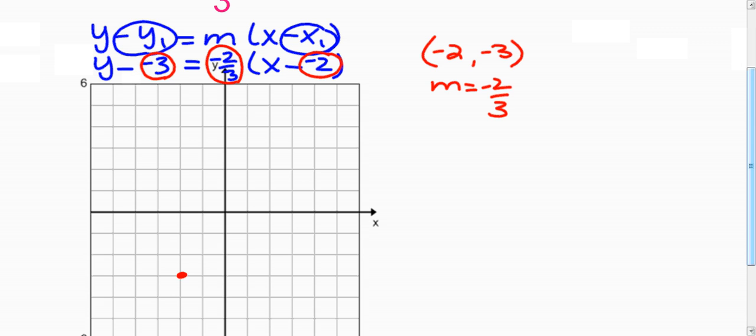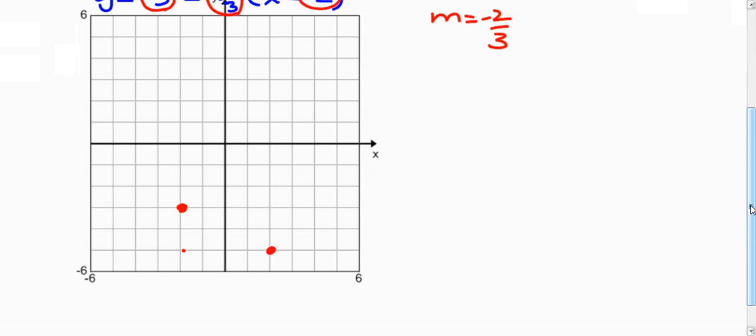Negative 2, negative 3 is a point on my graph, and my slope is negative 2/3, which means I have a rise of negative 2. I'm going to go down 2, so I'll go down 2 and right 3. Down 2 and right 3, or instead of going down and to the right, you could go up 2 and left 3, like so. And that's what that one would look like.